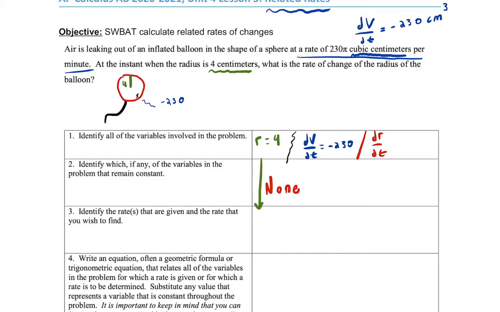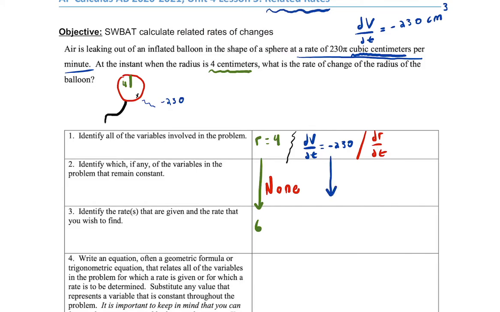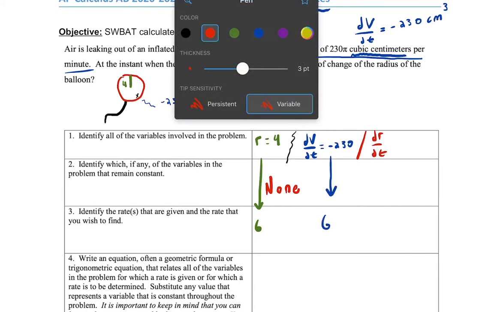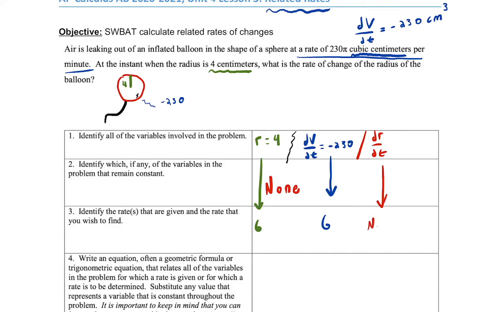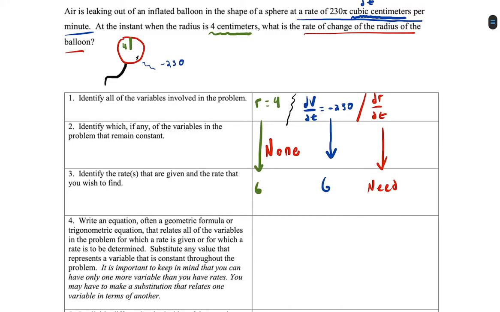Okay, the rates that are given and the rates that you wish to find. So, right, the radius was given. The volume change was given. And dr/dt is what I'm going to label as the need. We need to find the rate of change of the radius of the balloon at that instant in time. And so the key to these problems is you need to come up with, from your own knowledge of geometry and algebra 2, a formula that links all of these variables, in this case, radius and volume.